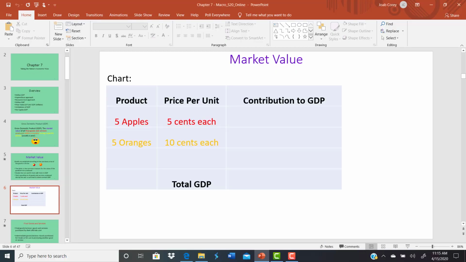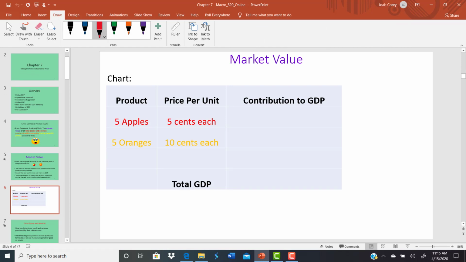With that in mind, let's talk about these apples first. As an economy, if we're producing 5 apples and they're being sold at 5 cents each, then our contribution to GDP from apples is going to be 25 cents. Again, just 5 apples times 5 cents each. Now, if this economy also produced 5 oranges that are selling at 10 cents each, then our contribution to GDP from oranges is going to be 5 oranges times 10 cents each, a total of 50 cents. So if we're trying to measure the total GDP for this particular economy, it's going to come out to 75 cents.